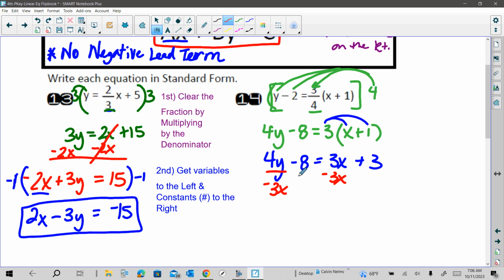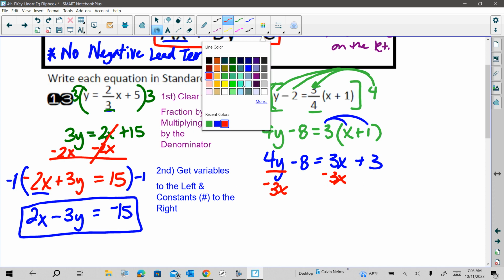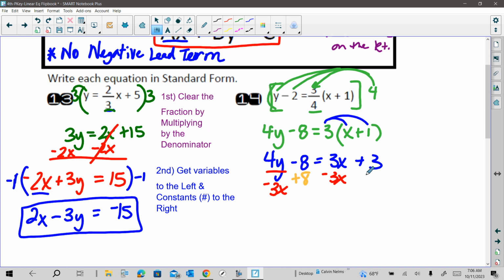And then I'm also going to do this in a different color. Let's go orange. I'm going to add the 8 to get this constant on the right, because we don't want this -8 on the left. So this will cancel. When I rewrite this, I'm going to have a -3x plus 4y on the left side of the equal sign, which is what I want.